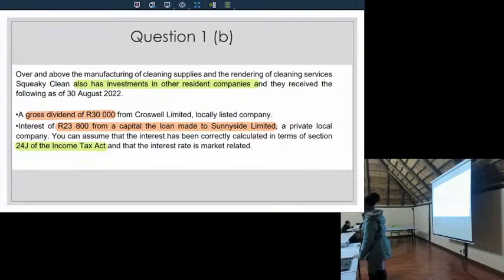Do you see? So we're dealing with exemptions. Remember, we can only exempt what we have included, right? So we've included this dividend of 30,000 in terms of paragraph I of the gross income definition, and there is an exemption for it, which is section 10(1)(k), which says dividends other than dividends paid or declared by a headquarter company, received by or accrued to any person.